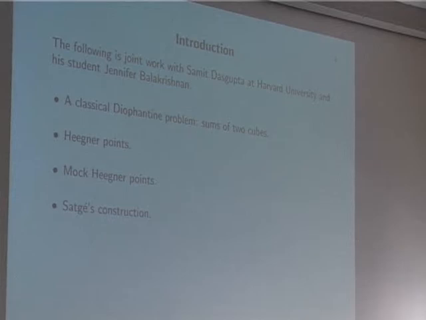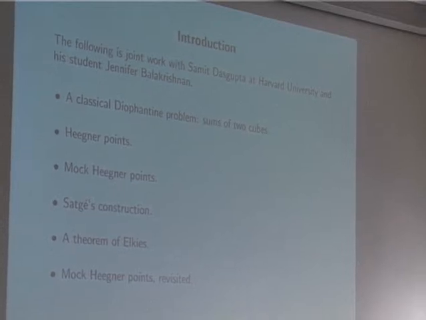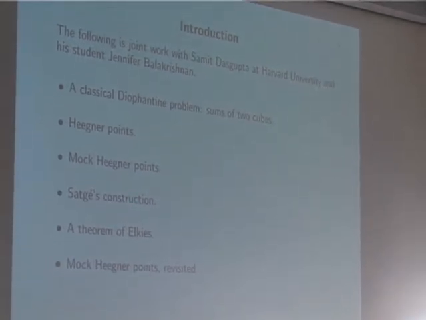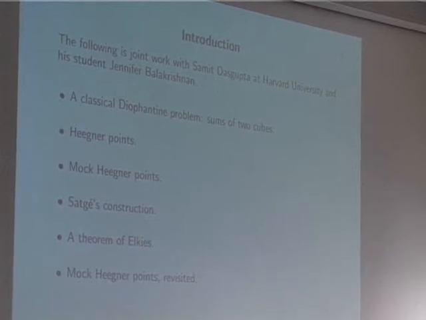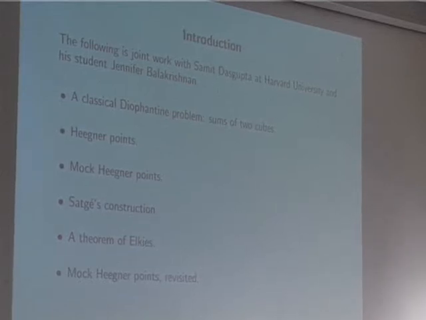After that, we'll look at a construction of Sachet, who uses these, and we'll reinterpret his result in terms of mock Heegner points and get some kind of solution to our diophantine problem. After that, we'll look at a theorem of Elkies. And then finally, we'll look at one more last application of these mock Heegner points to our problem. So that's the general outline. We're going to be motivated by this problem, and then we're going to look at a variety of approaches to try to solve it.